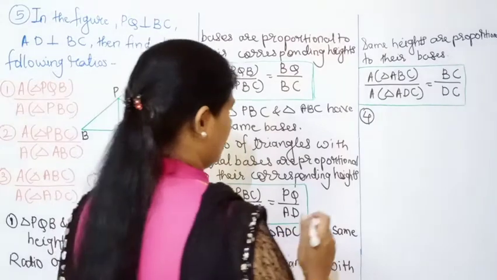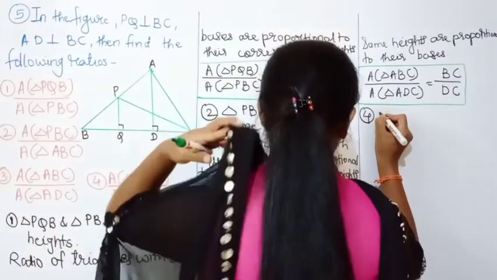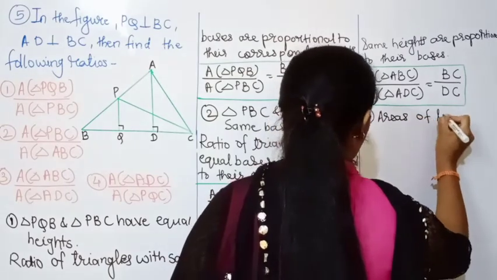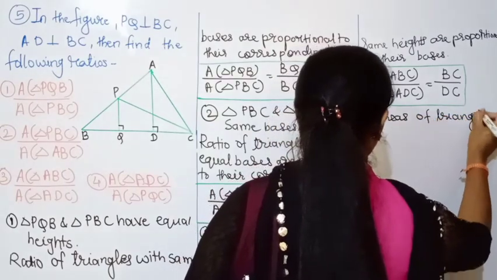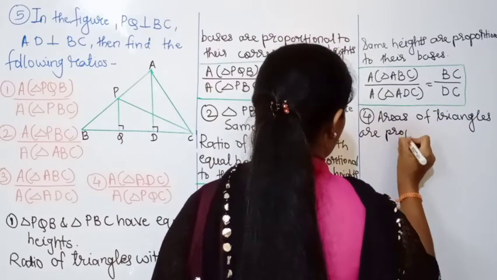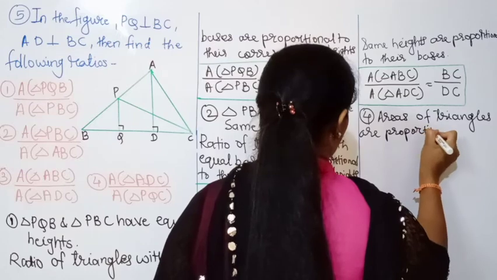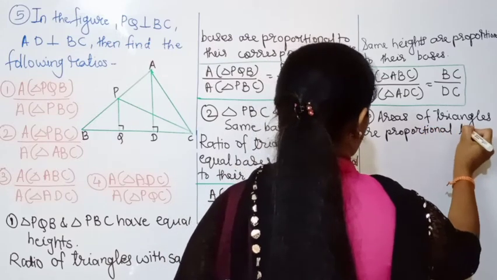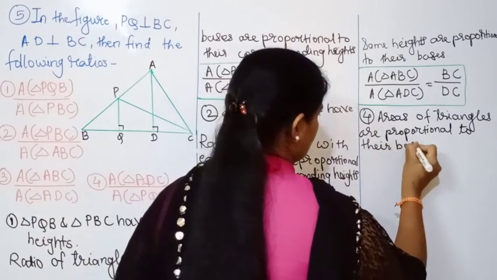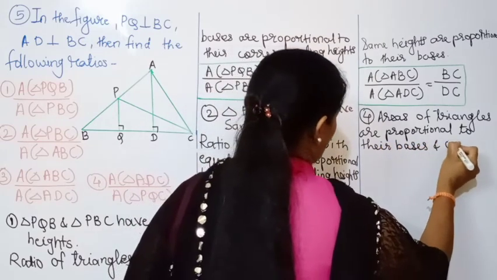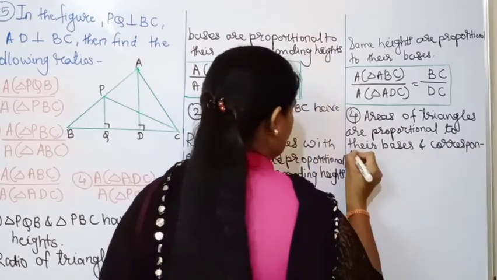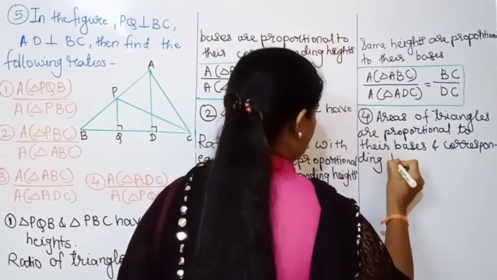So we will write the statement, that is, the areas of triangles are proportional to their bases and corresponding heights. Okay, bases and their corresponding heights.